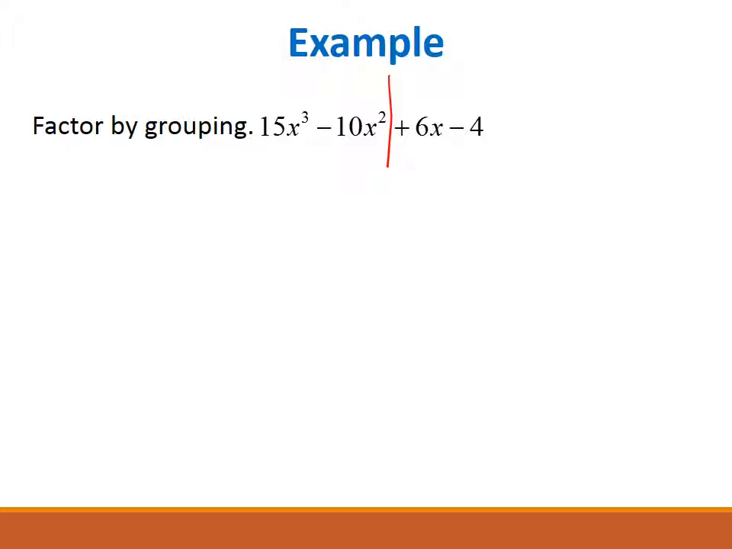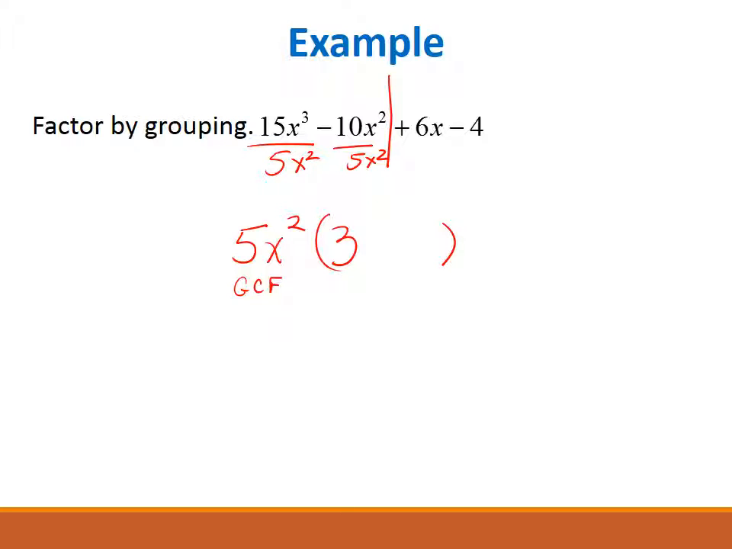In the front, you will notice that there is a GCF, a greatest common factor, for 15 and 10. That is 5. The common letter is x, and you always go with the smaller exponent. So 5x squared is basically the greatest common factor for the front half of this polynomial. Divide by 5x squared. 15 divided by 5 is 3.